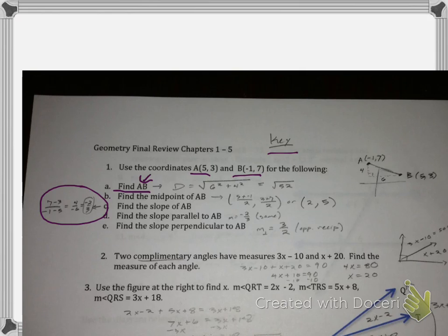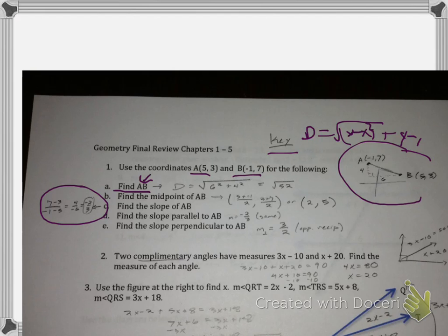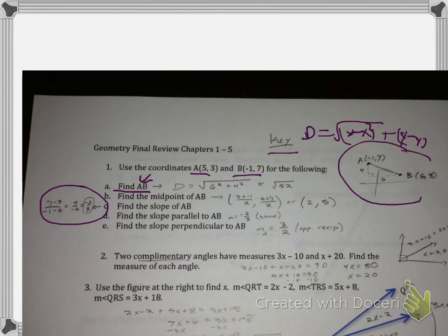So here's a drawing off to the right here of, in a coordinate system, if I plot the 2 points, you can do the distance formula, which is D equals the square root of the difference of your x's, x minus x, squared, plus the difference of your y's, y minus y, quantity squared. Okay, so that's the distance formula.